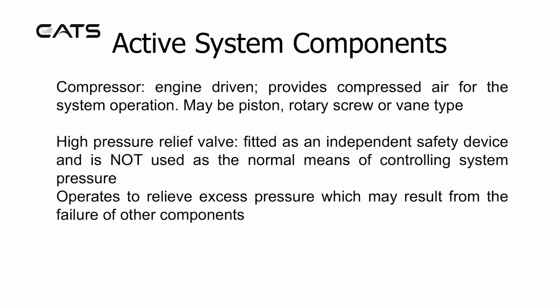Active system components. The compressor is engine driven. It provides compressed air for the system operation. It may be piston, rotary screw, or of the vane type. High pressure relief valve. This is fitted as an independent safety device and is not used as the normal means of controlling system pressure. It operates to relieve excess pressure which may result from the failure of other components.